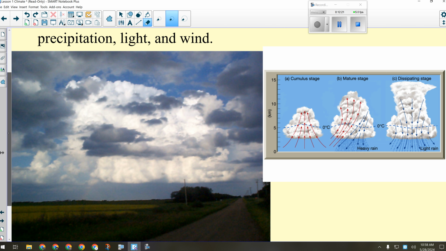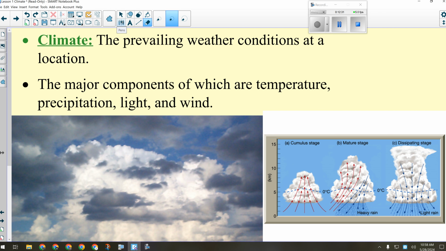These things build. Now in a thunderstorm, what's going on is you've got warm, moist air, and it's moving upwards, as you know, warm air tends to do.